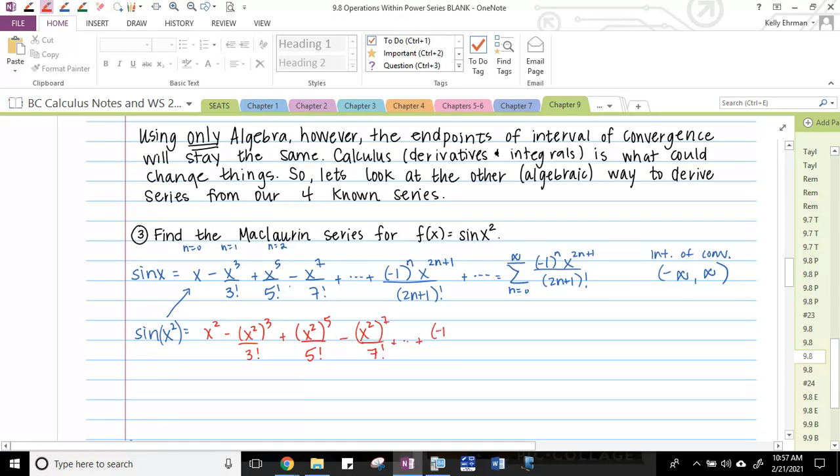In general, it would be x squared to the 2n plus 1 over 2n plus 1 factorial. More generally, it would be the sum from 0 to infinity, -1 to the n. Let's clean this up. Instead of x squared to the 2n plus 1, that's now x to the 4n plus 2, still over 2n plus 1 factorial. And since I've only used algebra, no calculus, no derivatives or integrals happening, this still would converge for all values of x. Okay, so that's kind of nice.